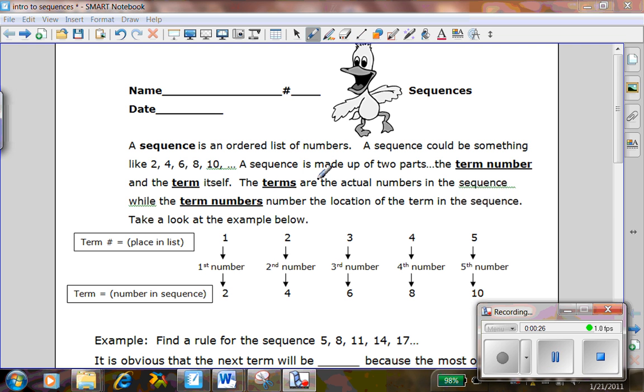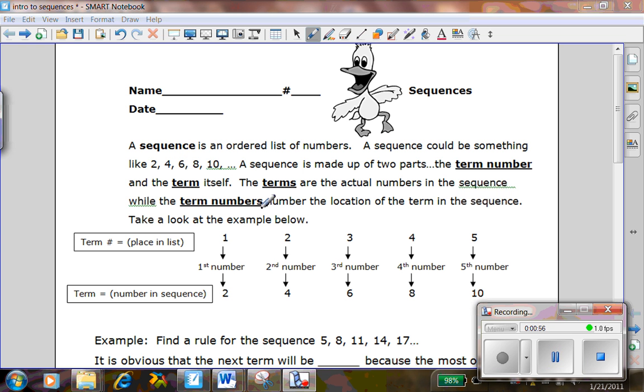And it's made up of two parts. Now, this is where you have to actually pay attention because the two parts are really similar. There is the term number and the term. And although they sound really similar, they're actually two different things. So the term or the terms are the actual numbers that make up the sequence. So the numbers that you see listed. So in this case, the terms are 2, 4, 6, 8, 10, and so on.